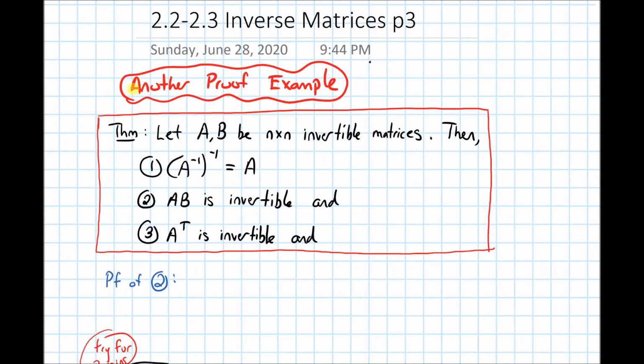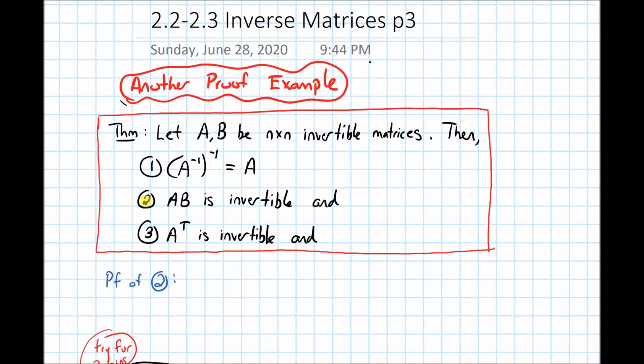In this video, we're going to do another proof example. Okay, so I want to begin by stating a theorem which is going to be relevant in our example. So let's let A and B be n by n invertible matrices. Then the first part says, if you take the inverse twice, you just get the original matrix back. In other words, the inverse of A inverse is just A.